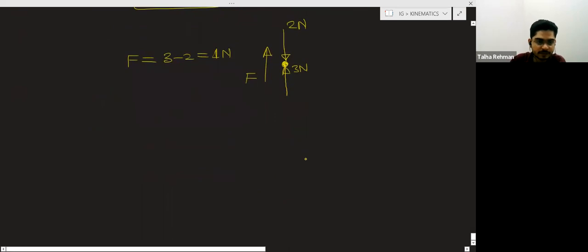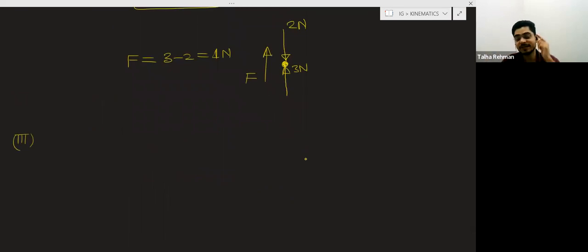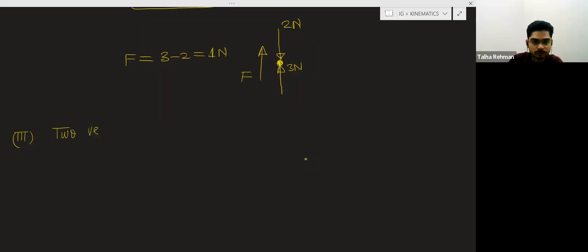Now the third case that we have discussed, where I have told you the tangential acceleration and the centripetal acceleration are perpendicular. This case we will discuss here in vectors. Two vectors are perpendicular.